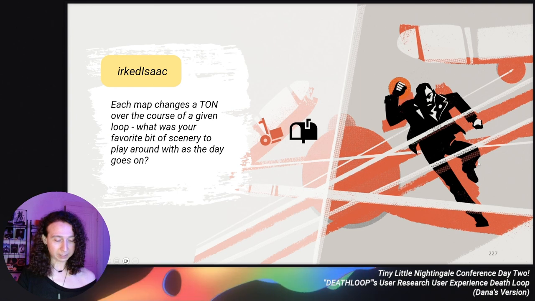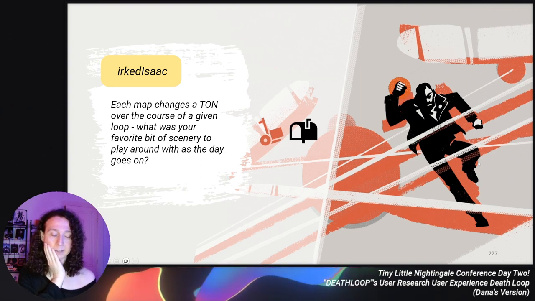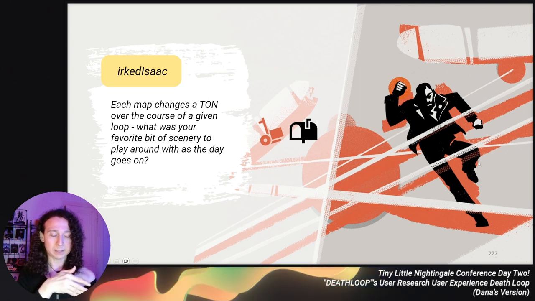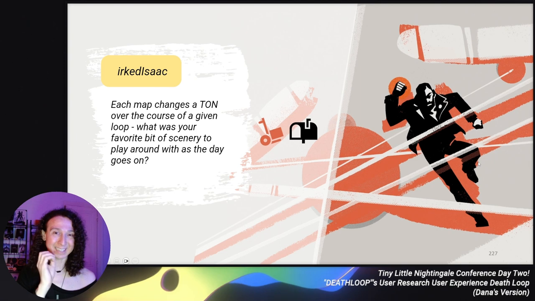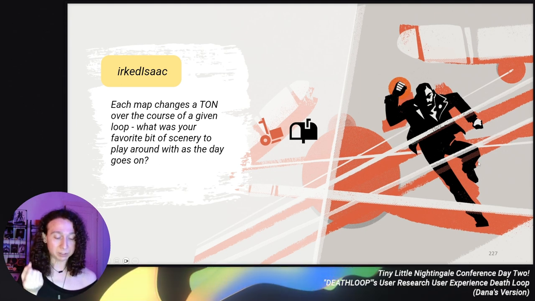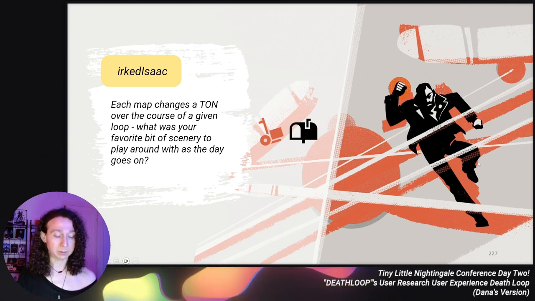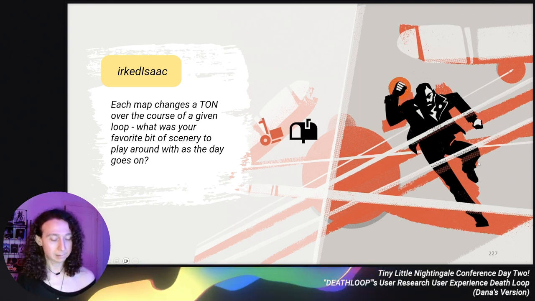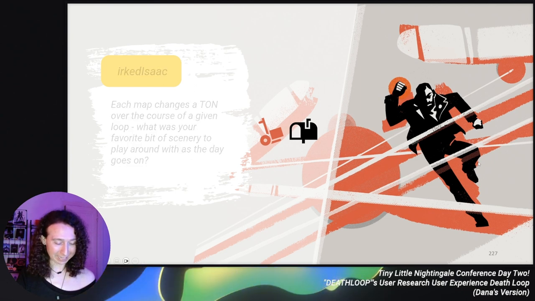Each map changes a ton over the course of a game loop. What was your favorite bit of scenery to play around with as the day goes on? You mean as a designer? I switched to campaign design before it was really time to dig into all those variations, so as a designer I didn't necessarily have the opportunity to interact with that. The one I was involved with the most is the one we talked about with the fireworks lead, the whole Otto's workshop burning down. As a player, that's hard to say. I don't have a quick answer for that.